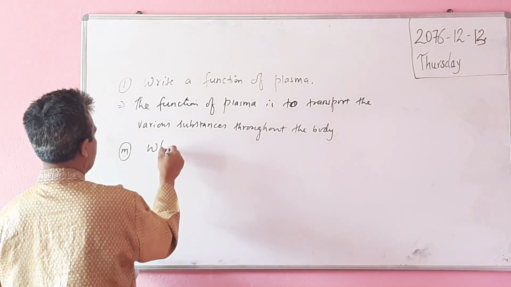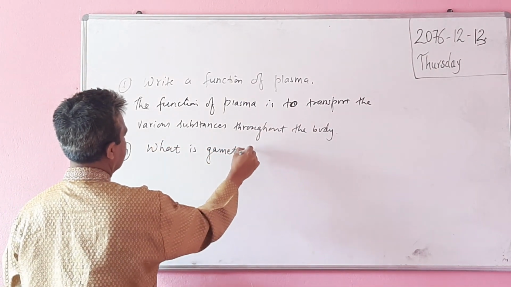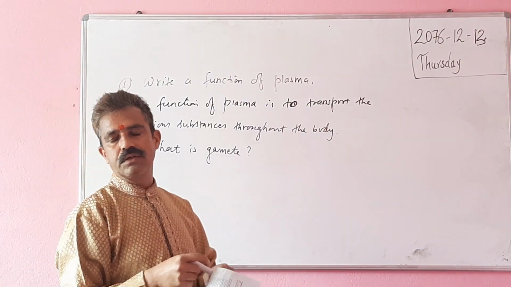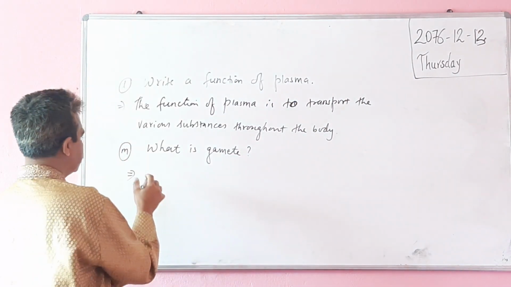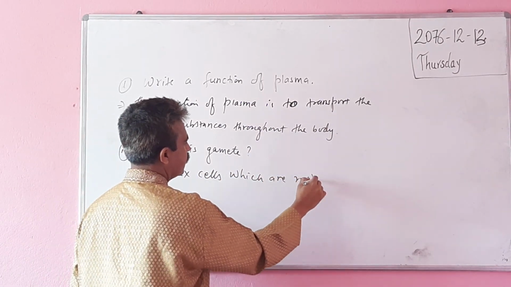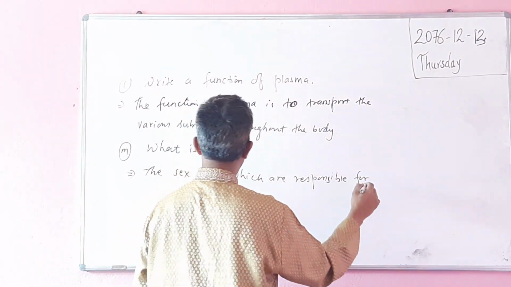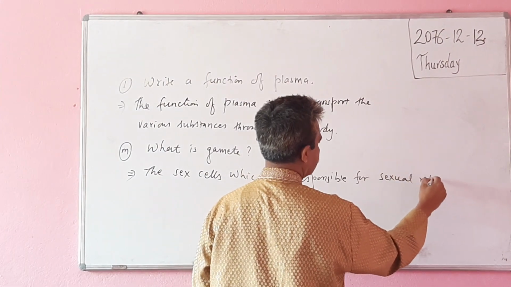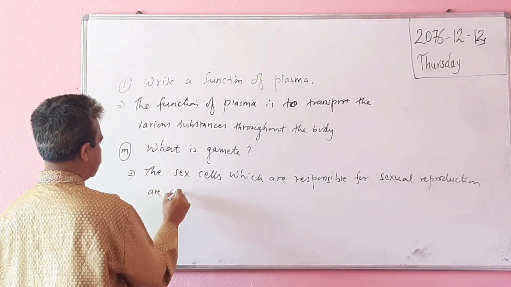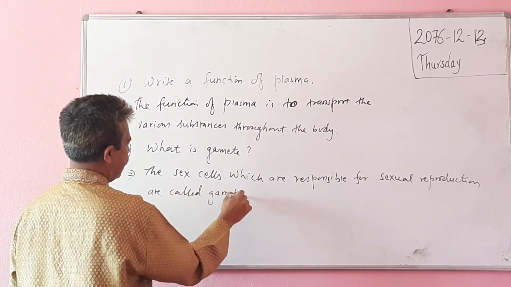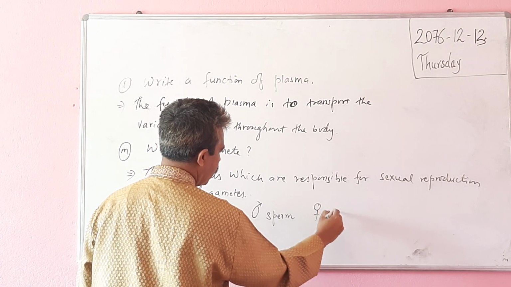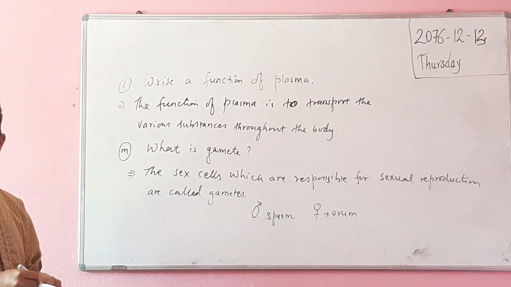M. What is gamete? You know that ovum and sperm, these are the gametes. So the sex cells which are responsible for sexual reproduction are called gametes. So here we can say this is the symbol for sperm and this is the symbol for ovum, or we can say egg cell, sperm and ovum.